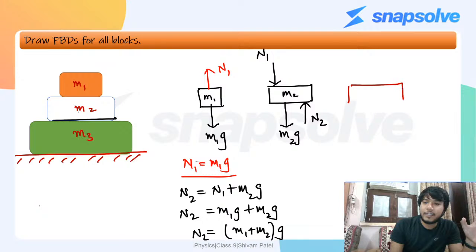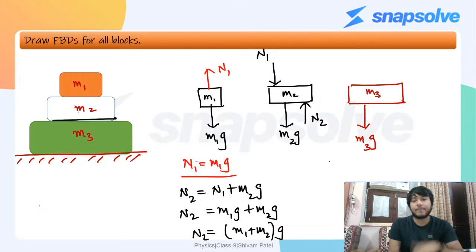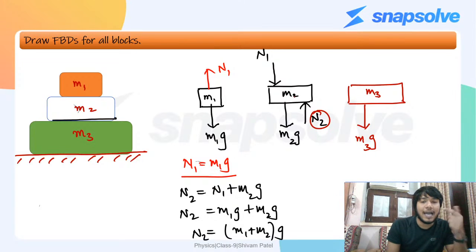For m3, we drew the m3 like this. What are the forces acting? One obvious force is weight acting in downward direction, which I'm marking as m3g. Now see, m3 was applying n2 on m2 in upward direction. So by Newton's third law, m2 will also apply n2 in downward direction upon m3. So I'm marking that n2 like this.